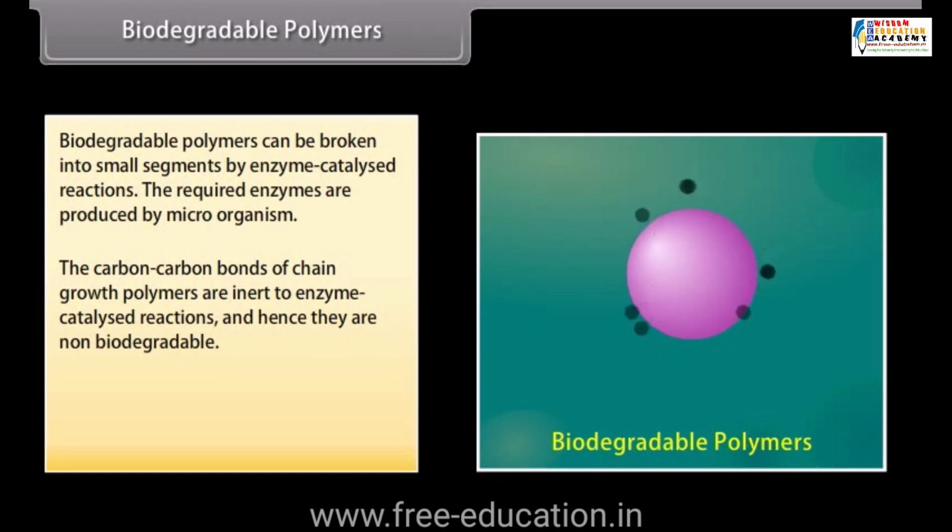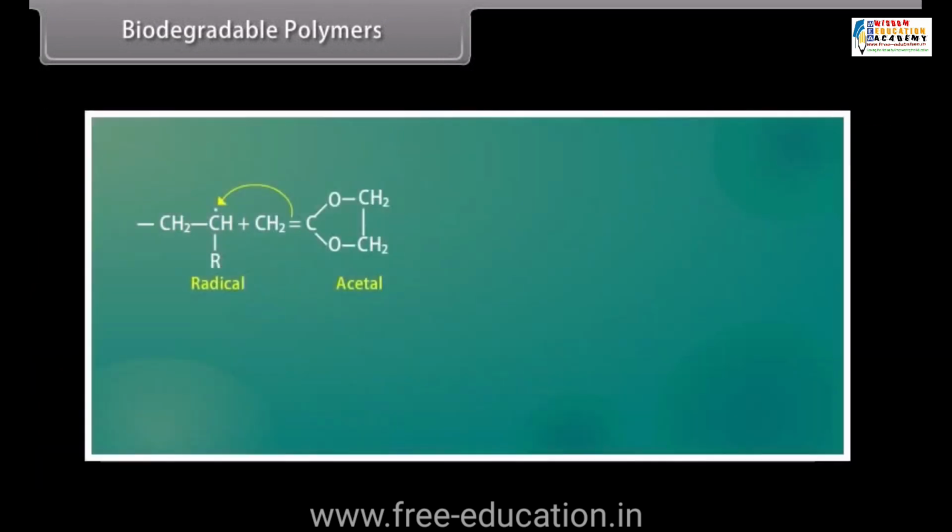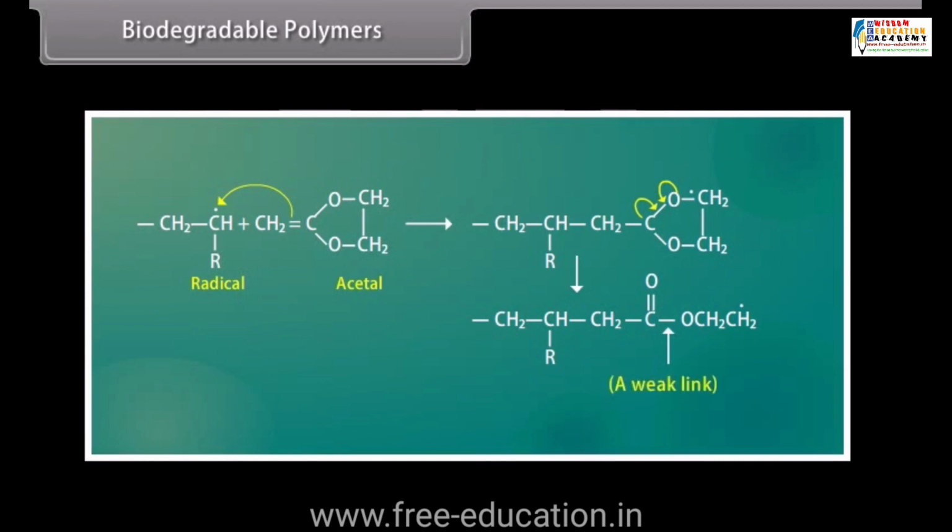To make such polymers biodegradable, we have to insert certain bonds in the chains so that these can be easily broken by the enzymes. The best method of making a polymer biodegradable is by inserting a hydrolyzable ester group in the polymer. For example, if acetal is added to an alkene undergoing radical polymerization, an ester group will be inserted into the polymer. The weak links in the polymer are susceptible to enzyme-catalyzed hydrolysis.